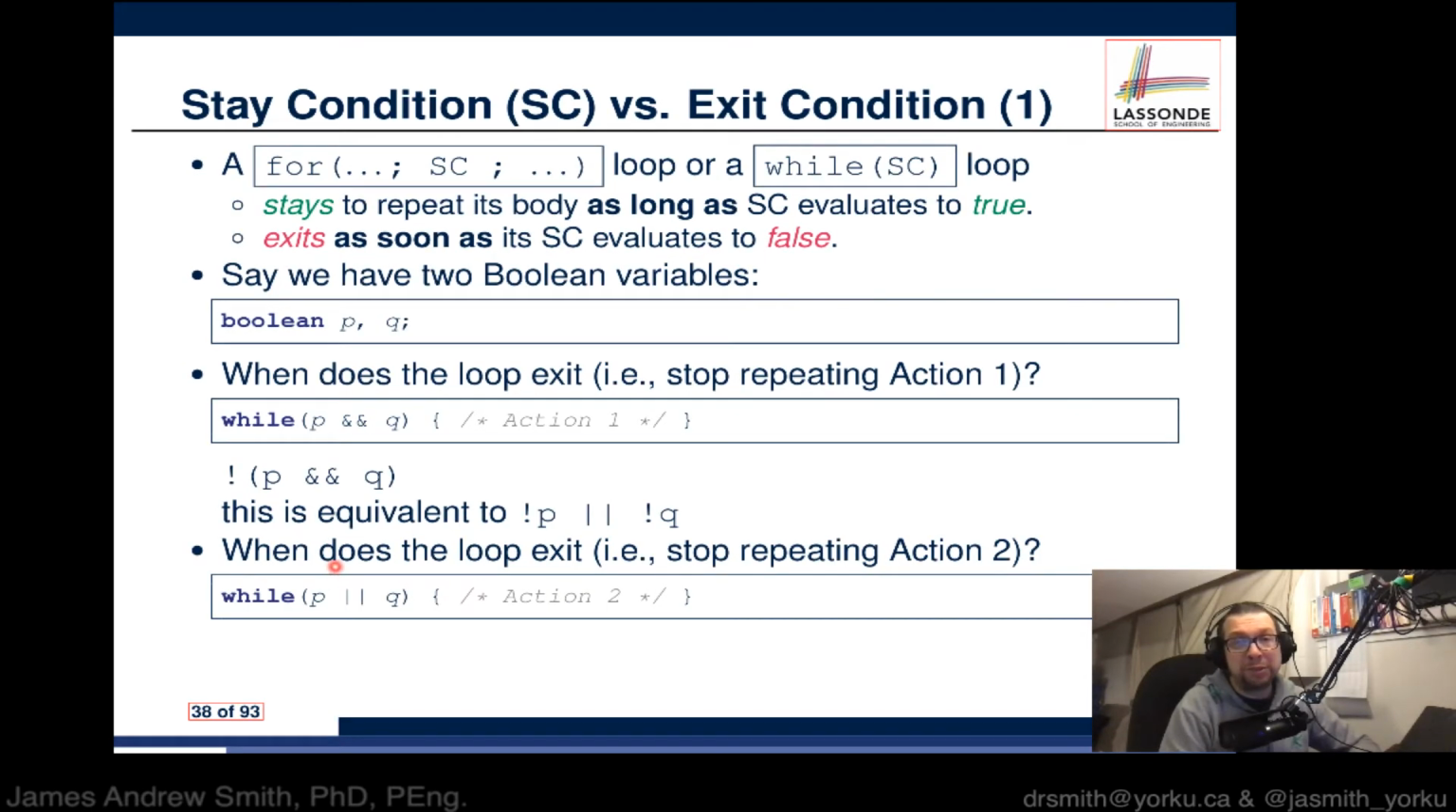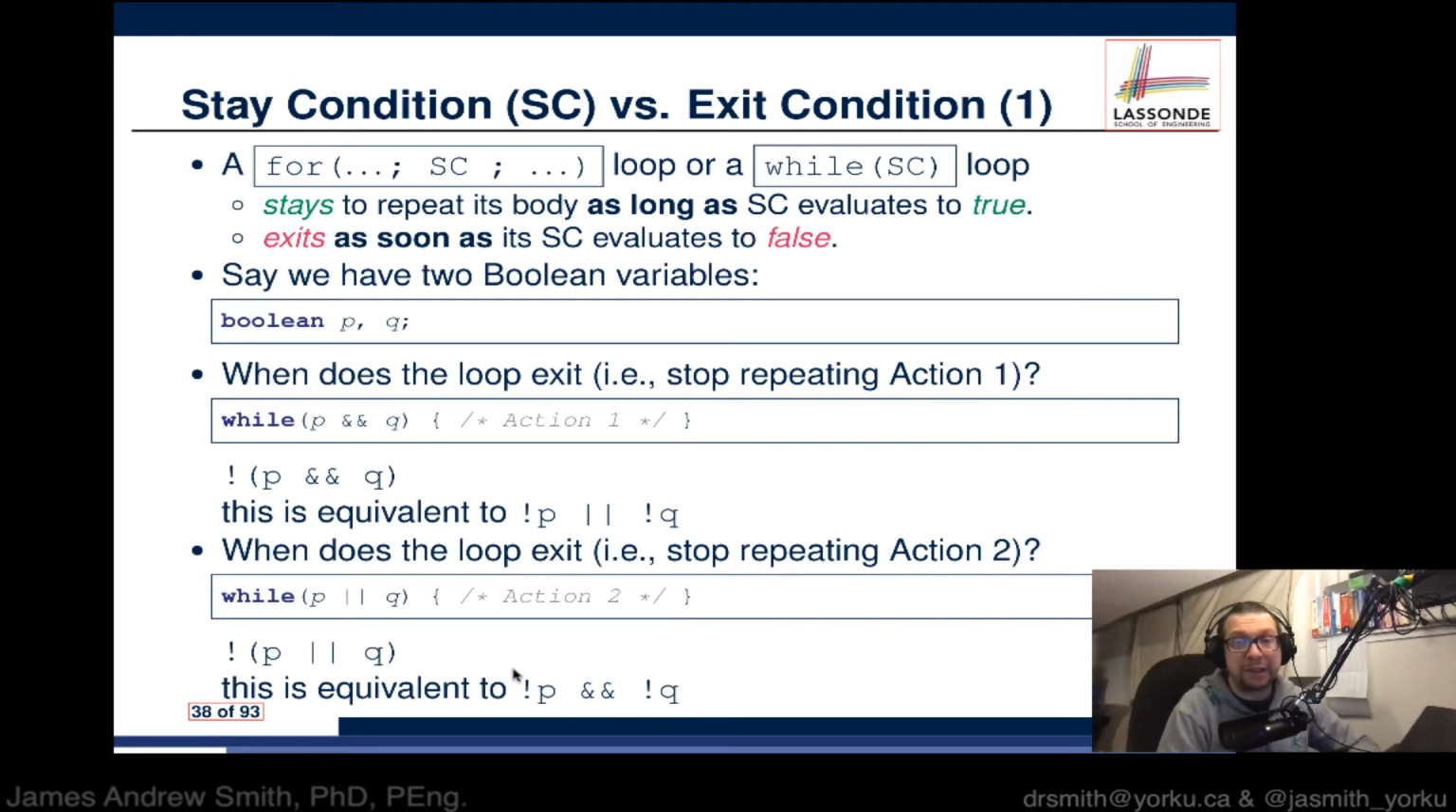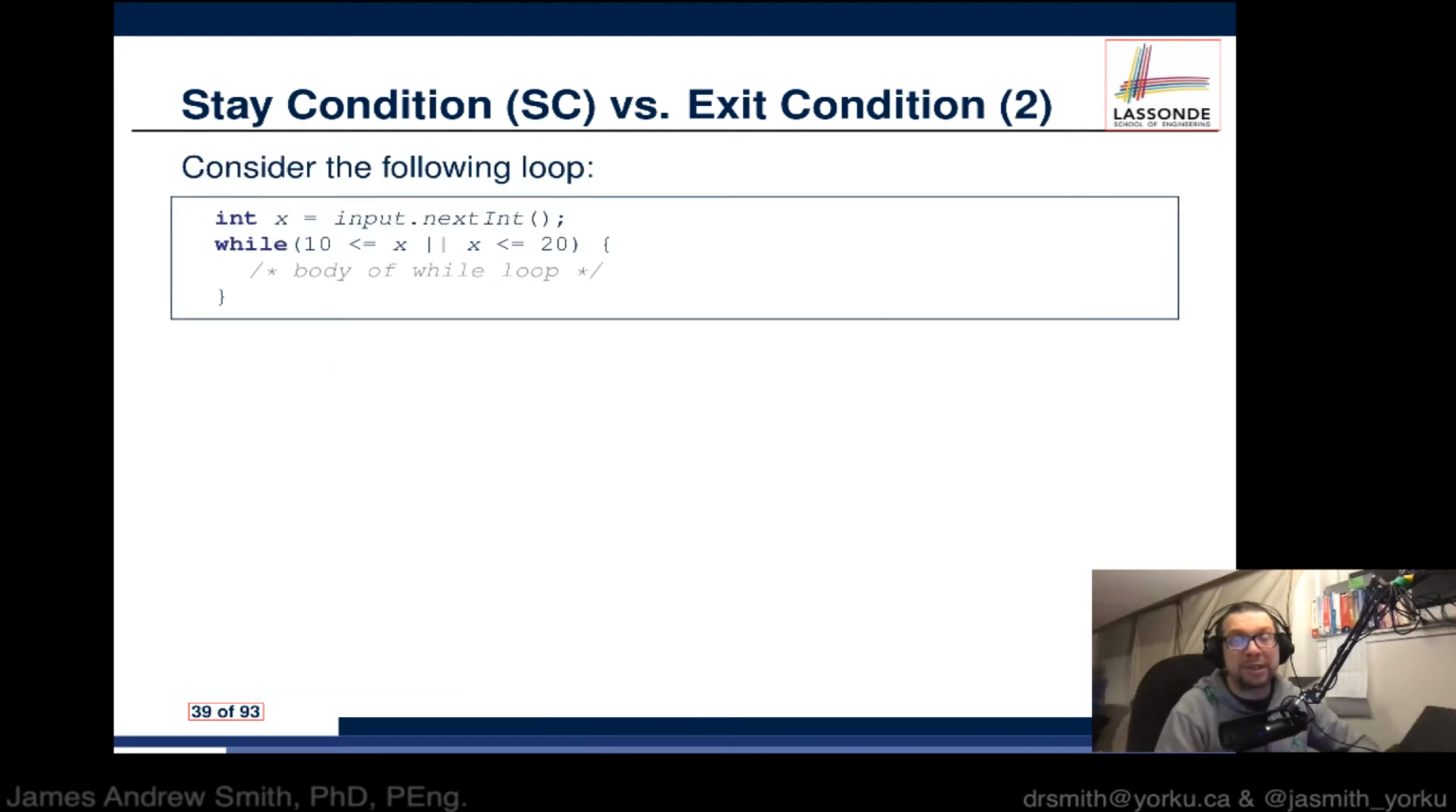So when does the loop exit? In this case, you've got p or q. It exits when you have not (p or q), which is the equivalent of saying not p, not q, ANDed together. Okay, so let's consider the following loop.